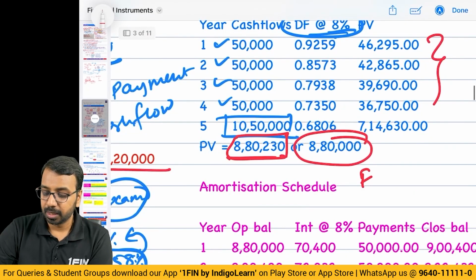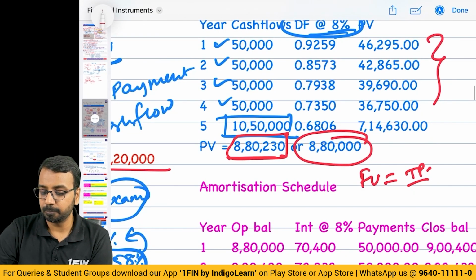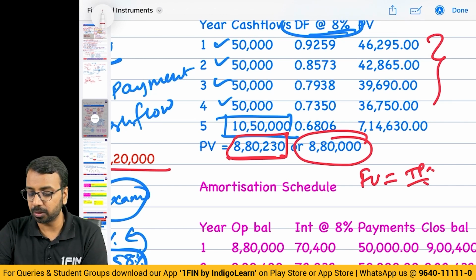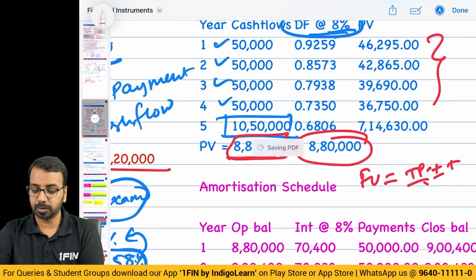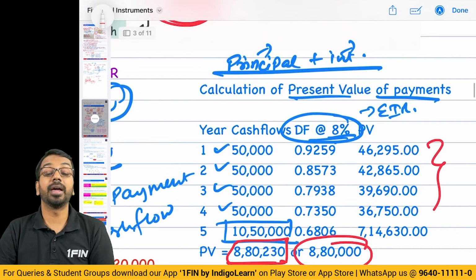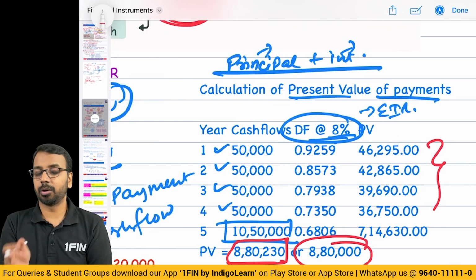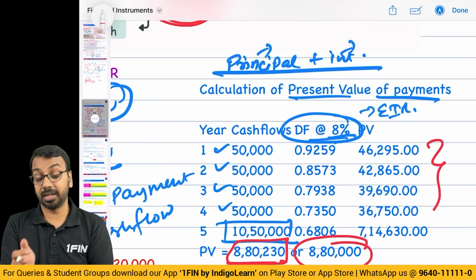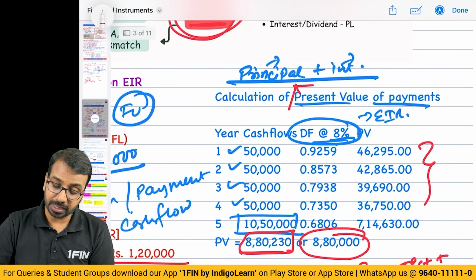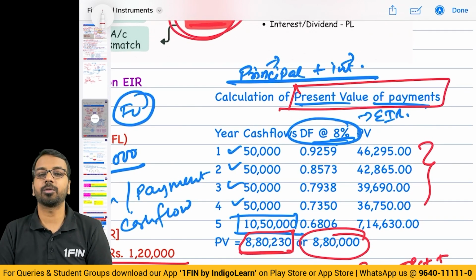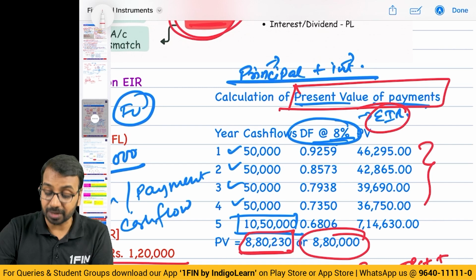Typically, the fair value is the transaction price. If you have transaction cost, plus or minus transaction cost. So, step 1, whenever you get a question on loan, amortized cost method, financial asset, financial liability, you will calculate present value of the payments. You will calculate present value of payments at effective interest rate.